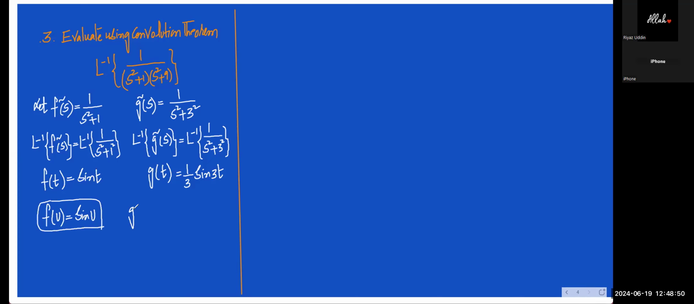And g of t minus u value is 1 by 3 sin of 3 times of t minus u. Is it okay? Now we apply the convolution theorem.